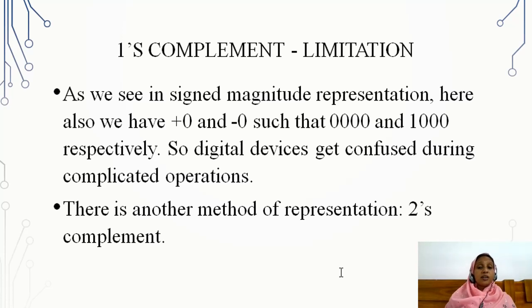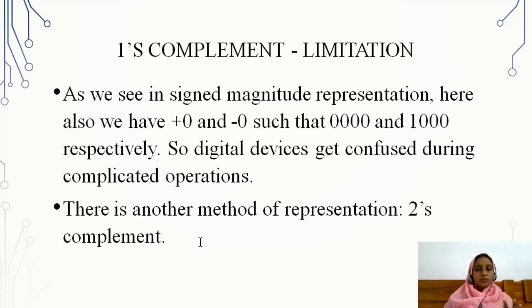Now, what is the limitation of this method? As in the sign magnitude system, here also we have two representations for 0, such as 0 0 0 0 and 1 1 1 1. So this makes confusion within the system. Complicated operations get confused by the device.